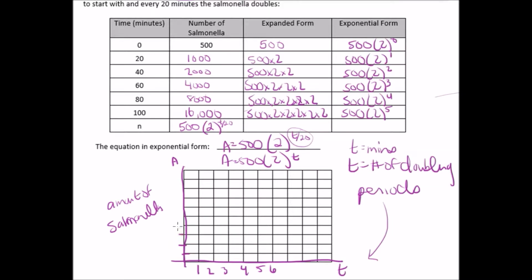And we have 1, 2, 3, 4, 5, 6, 8, 9, 10. So each of these is going to be 2,000, 4,000, 6, 8, and 10. And I'm going to put the amount of Salmonella in thousands. So 0 in 500, then 1 in 1,000, 2 in 2,000, 3 in 4,000, 4 in 8,000, and we will stop there. And we do not have an arrow on this end because we can't go back in time. We only have an arrow on the other end, if the Salmonella continuously grows.